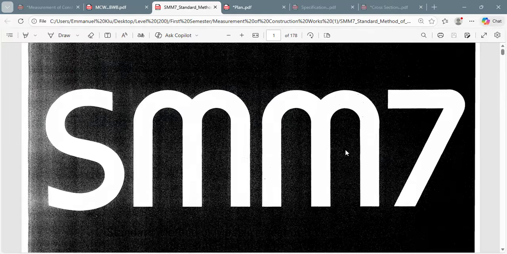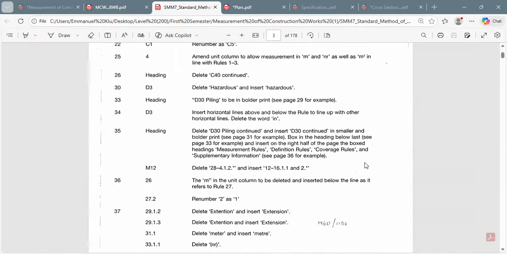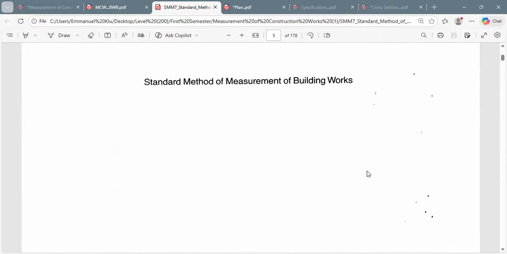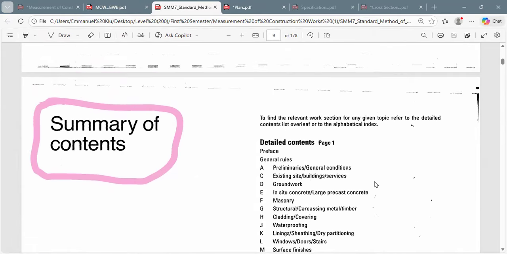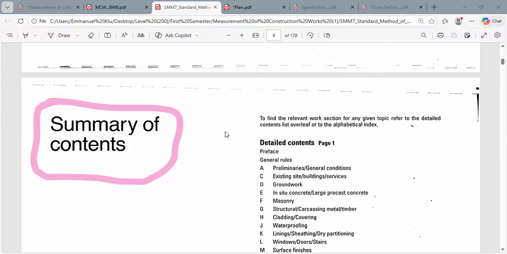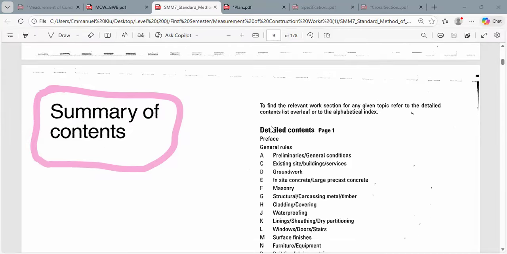It's the Standard Method of Measurement. I've already spoken plenty about this, and I believe by now you should know how to open this. If you don't know how to open this, don't forget to see me in groups, in person, one-on-one, so that I can throw more light on it to enhance your understanding.